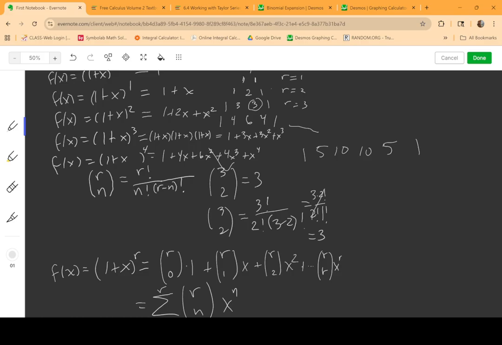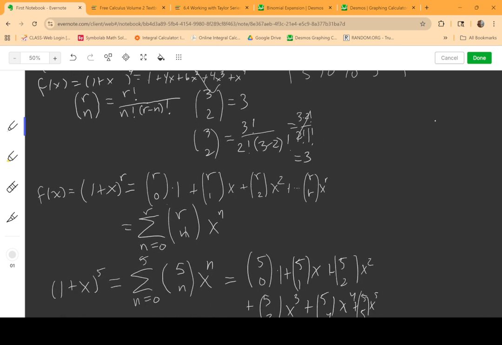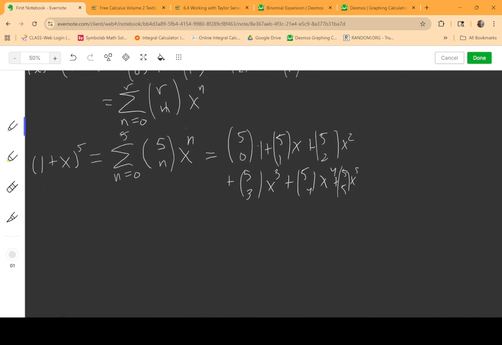All right, so those would be the coefficients, right? 1, 5, 10, 10, 5, 1. Okay, all right, and we have our expansion here.